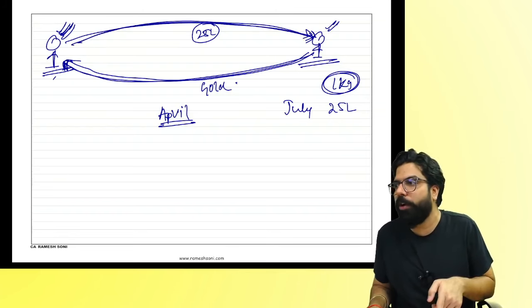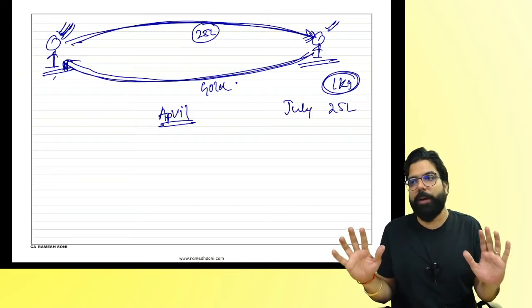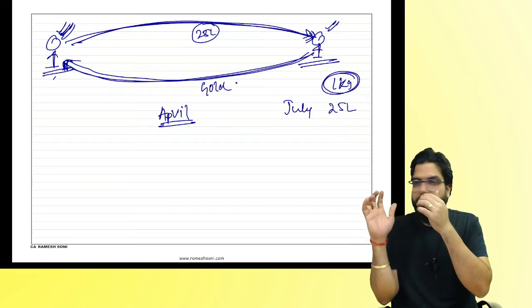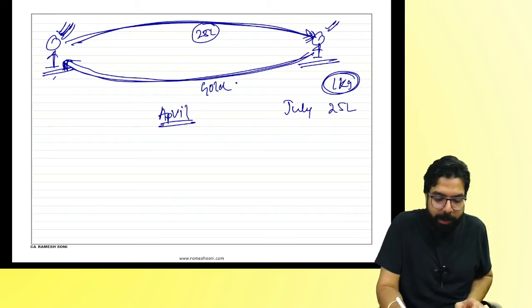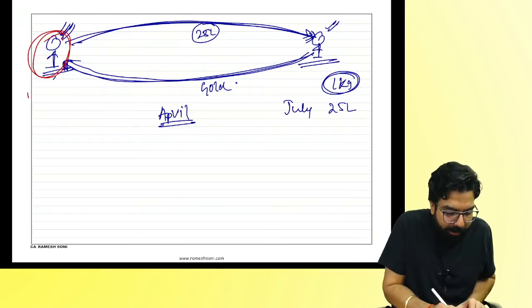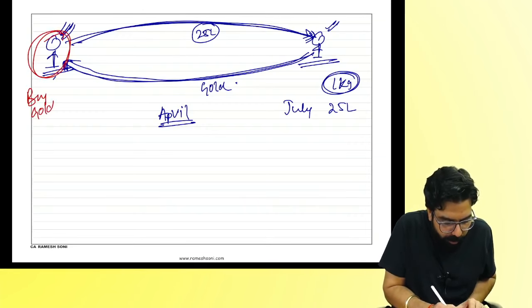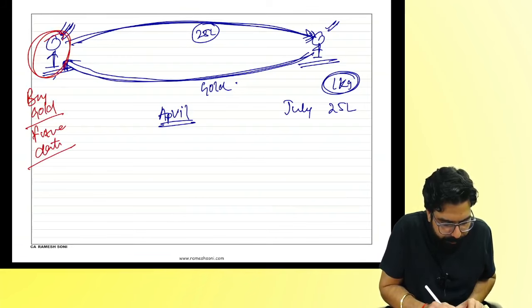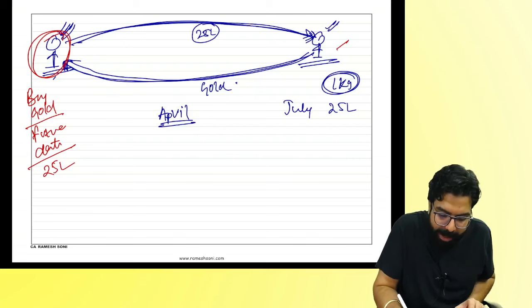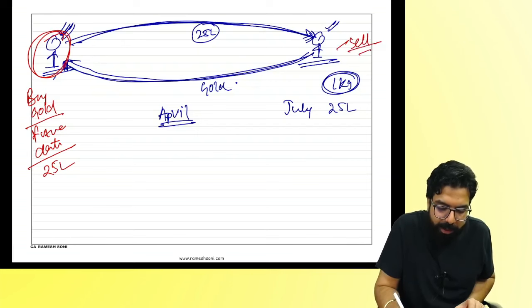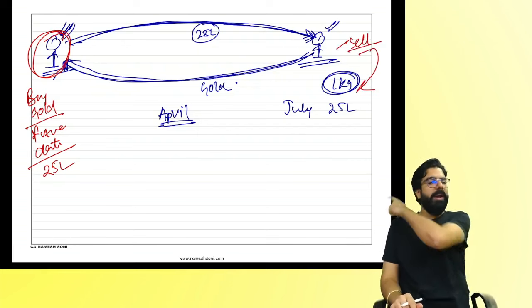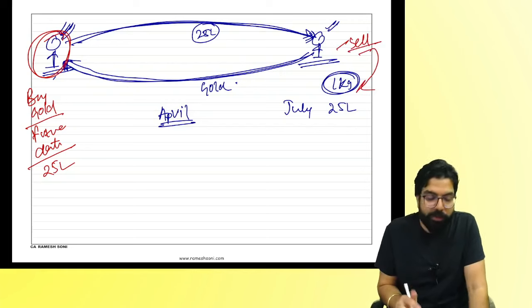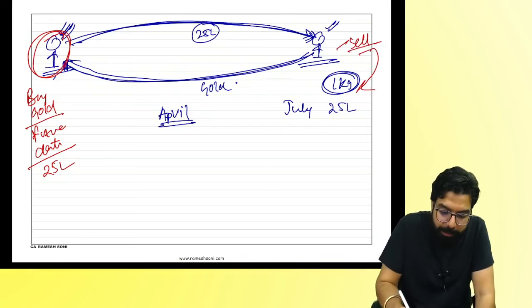Did you guys understand this contract? These are known as future contracts, wherein you are saying, I will buy gold on a future date at 25 lakh. He is saying, I will sell gold on a future date at 25. Now, for an example, on the future date, the gold price in July became 22 lakh.